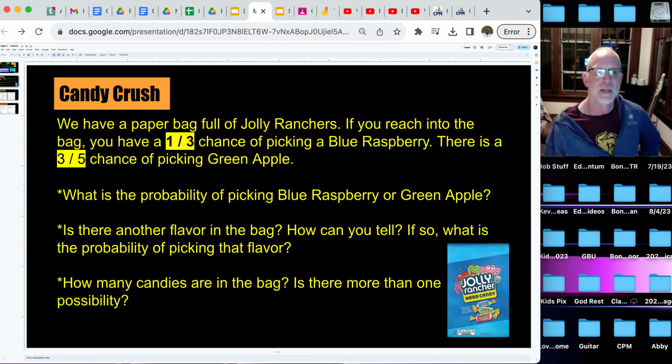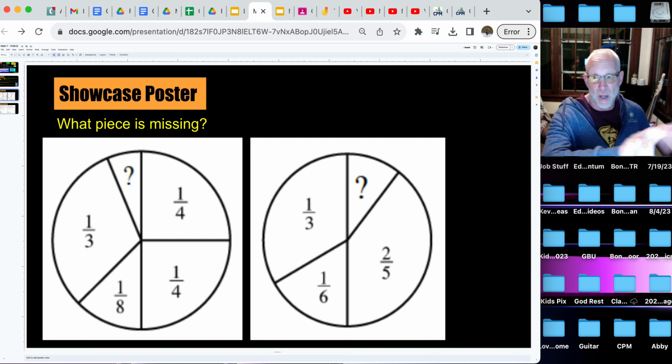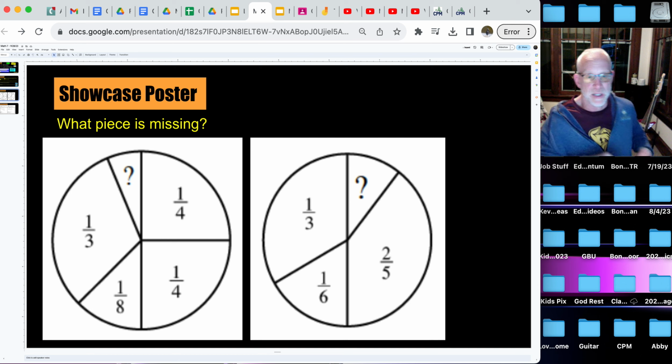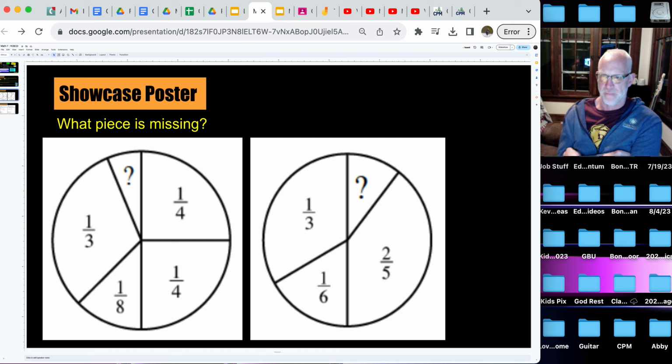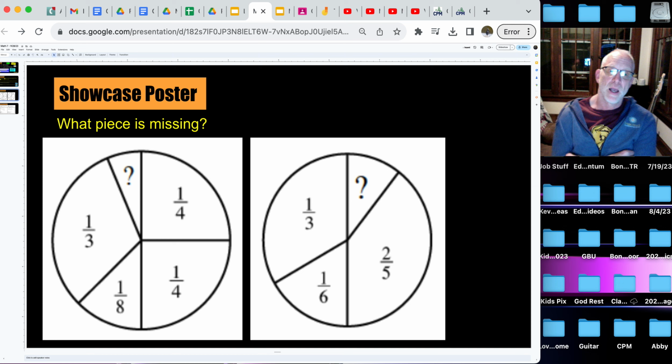I said, it's poster time. We wanted the kids to create a showcase poster. We wanted them on their paper to put each one of these spinners on. The question for each spinner is, how do you explain what piece is missing? We wanted to see what strategies the kids came up with, whether they used comparable fractions or whether they used pictures. And so then they figured that out. Okay, so that's what we did today.